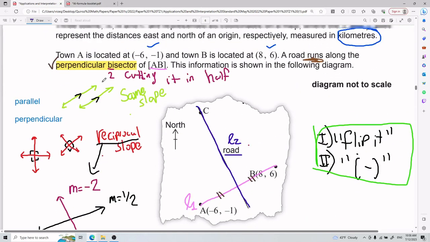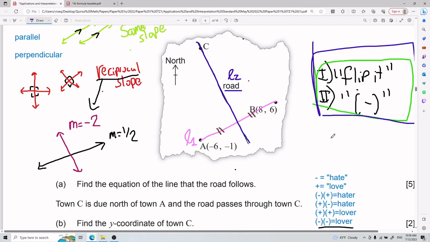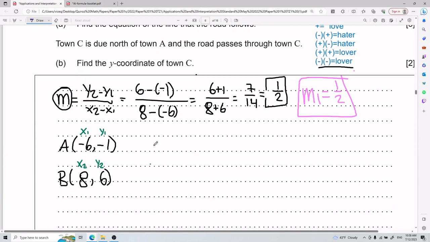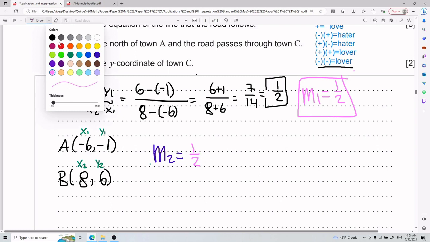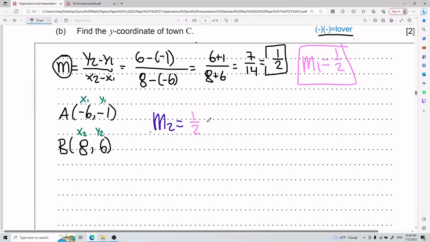Well, L2 is the perpendicular bisector to L1. So the perpendicular part tells me that I need to flip it and make it negative. So M2 is going to be my slope of L1 flipped and then multiplied by a negative. So first I'm going to flip it and then I will do the -1. That means my slope is -2. So M2 is -2.